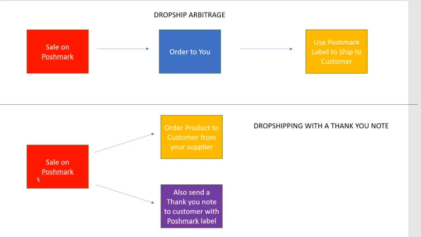So same thing with like any other drop shipping. You list on Poshmark, you make the sale on Poshmark, then you order that product from your supplier to the customer just like you would on any other marketplace, just the same, right? But then because you also need to use the Poshmark label and you need to ship that to the customer as well, what you then do is you ship a thank you note to the customer with a Poshmark label, and that also works very, very well. This is more secure. This is more safe, for lack of a better word, but you have to spend the time to package the product up and then ship it out, which is super easy.